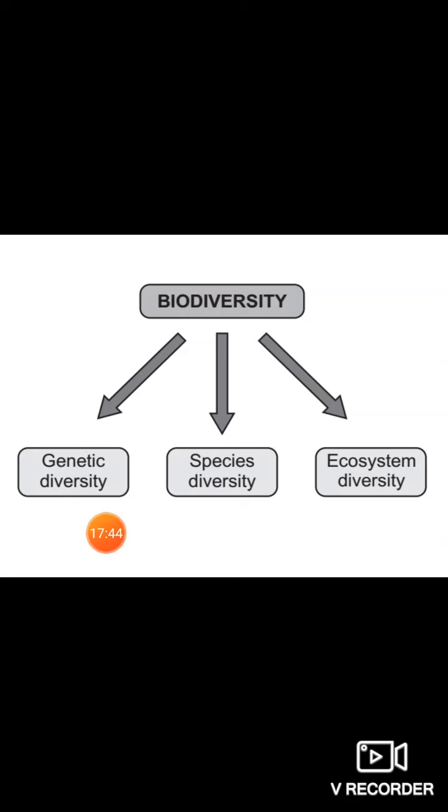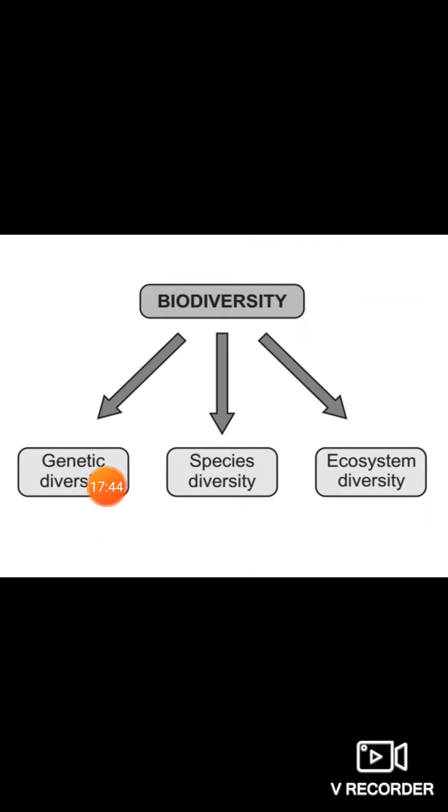The first reason for such a huge variety of species existing is genetic diversity. Genes, diversity in the genes, is called genetic diversity. Diversity in the species is called species diversity. Diversity in the ecosystem is called ecosystem diversity. These 3 diversities together are responsible for a bigger term called biodiversity.